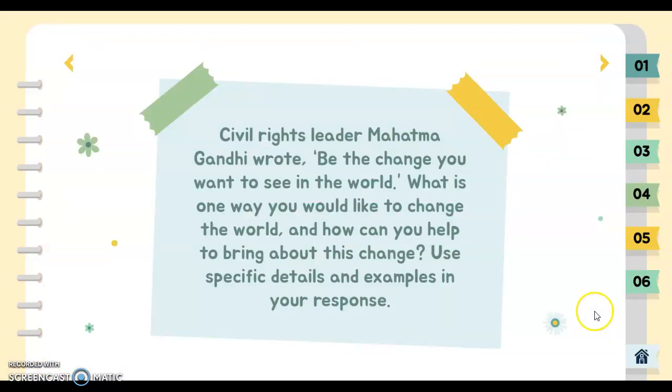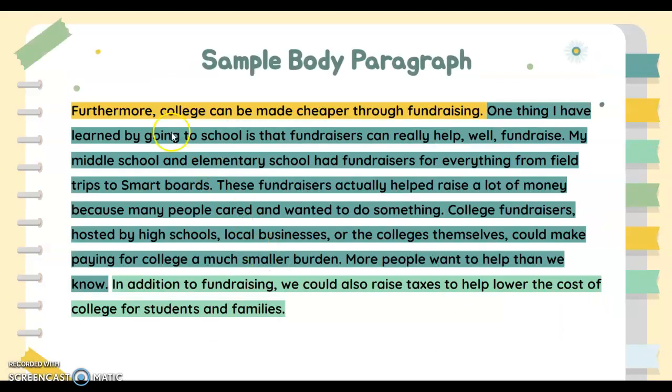So here's that same prompt that we looked at in the introduction slideshow. So here's a sample body paragraph for this essay. So I have a topic sentence here that starts with a transition word. Furthermore, college can be made cheaper through fundraising, right? This is my thesis statement, is that I want to make college cheaper and more accessible for everybody. And then here is how. Here is how, through fundraising.